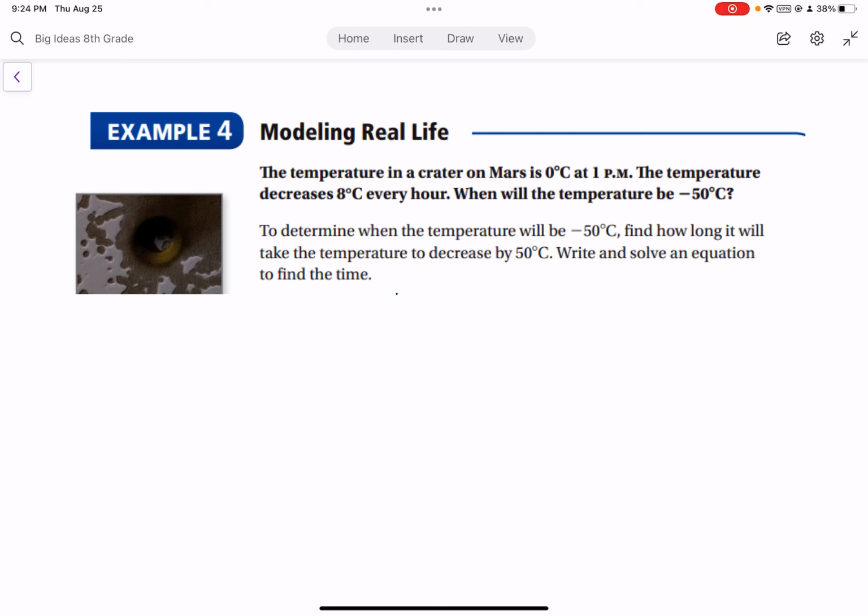Okay. So we start at 0 degrees Celsius. For every hour x, we're dropping 8 degrees Celsius. Okay? Well, if it's 2 hours, it's going to be 16 degrees. It's going to be 24 at 3 hours. So if I start at 0, I'm going to have to subtract off because I'm losing temperature.